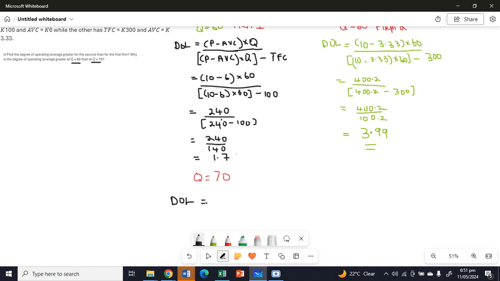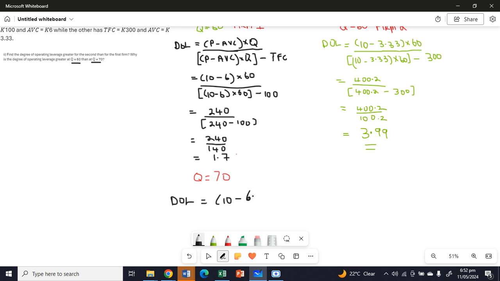So we just put the same information: price minus average variable cost times quantity, which is contribution, divided by contribution minus the total fixed cost, which gives us operating income. Again, our selling price per unit is 10 kwacha. Average variable cost per unit is 6 kwacha. Now remember this, colleagues, when your quantity increases, your average variable costs also increase, right? So keep that in mind.